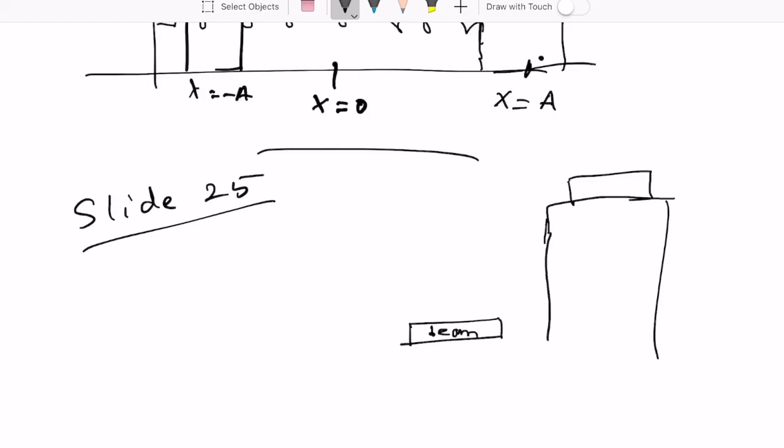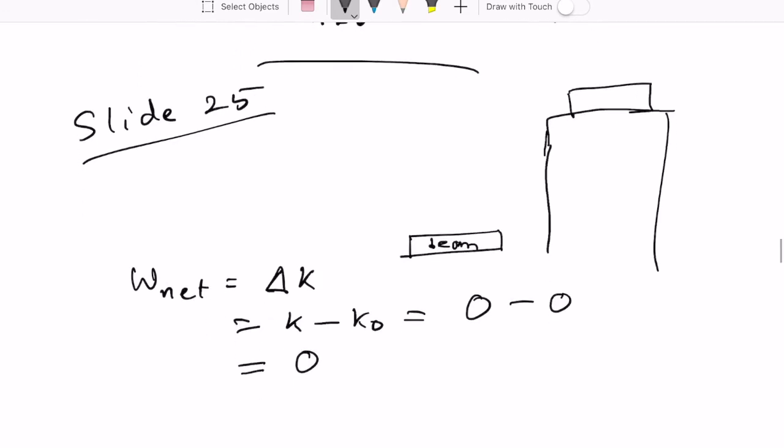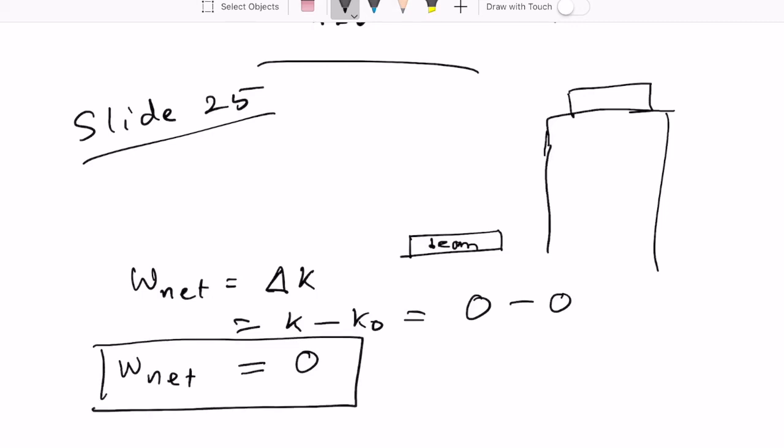Now, if you apply the work kinetic energy theorem, the answer is immediately obvious. Net work done equals the change of kinetic energy. What was the initial kinetic energy of the beam? So that's K final minus K initial. The initial kinetic energy of the beam was 0 because it was at rest, and the final kinetic energy of the beam is also 0 because it's again at rest. So the change in kinetic energy is 0, and that tells you right away that the net work is equal to 0. So the correct answer is B.